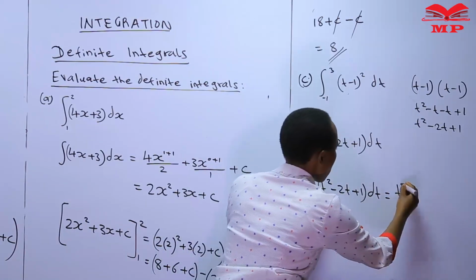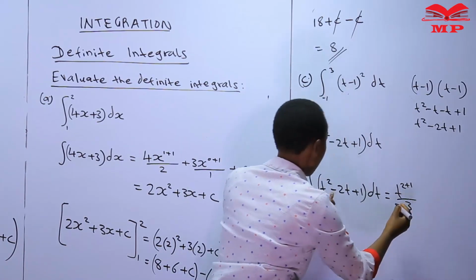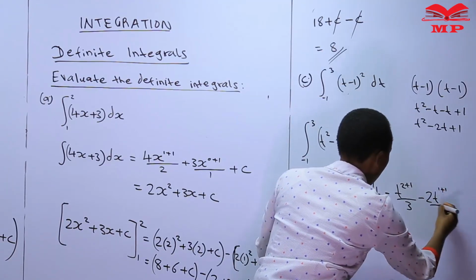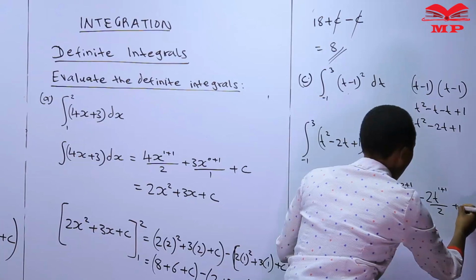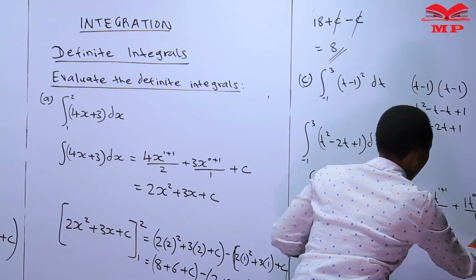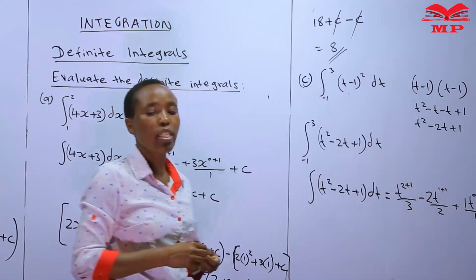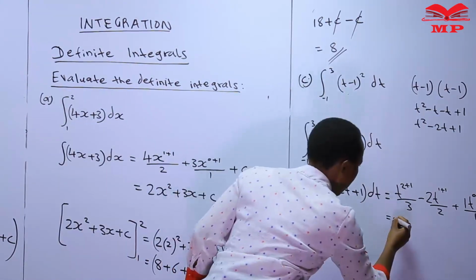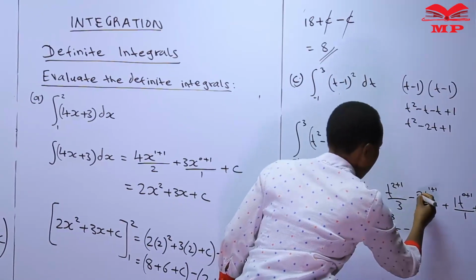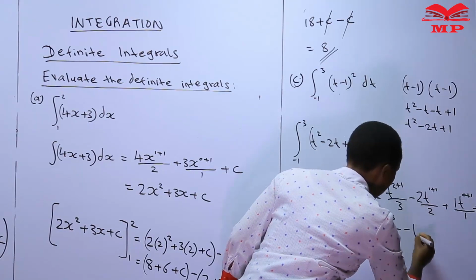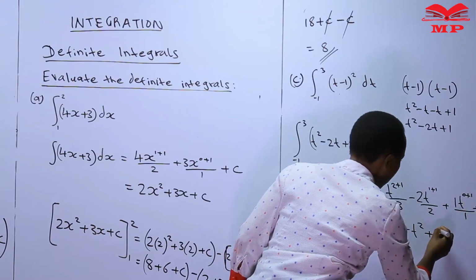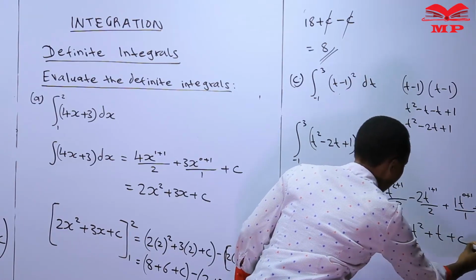We get the following. This will be t raised to power 2 plus 1 all over 3. Then minus, here we have 2t, which is raised to power 1, so plus 1 all over 2. And finally, we have 1, which is t raised to power 0, plus 1 all over 1, then plus our constant c. So we are going to have t raised to power 3 all over 3, then minus 2 by 2, so we remain with t squared, then plus, here we have 0 plus 1, that is 1, so we remain with t plus c.